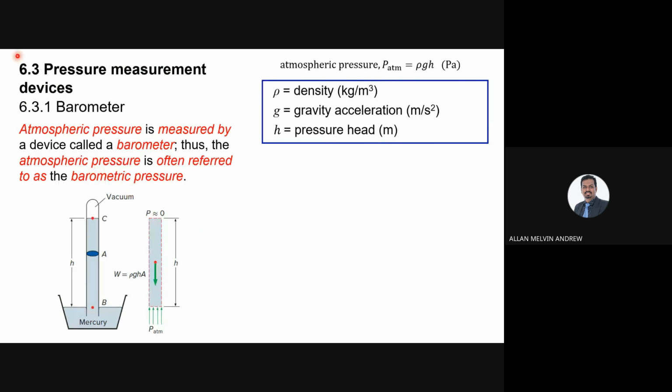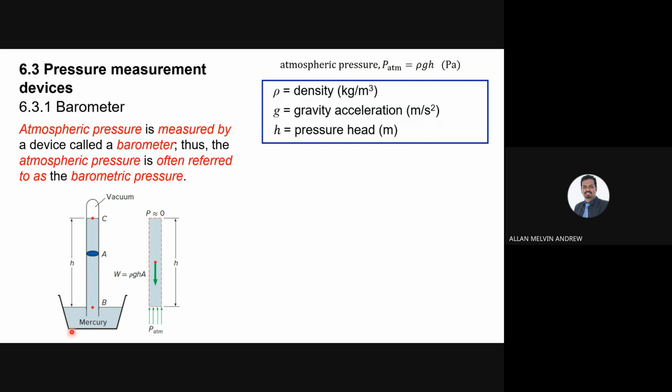Okay, so how can we measure the pressure? Pressure measurement devices. We always measure the atmospheric pressure using a barometer. We can see this barometer in a meteorology department, where they measure atmospheric pressure changes, or it can be available in your science lab. So you can see some setup like this.